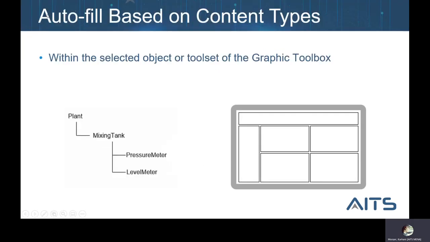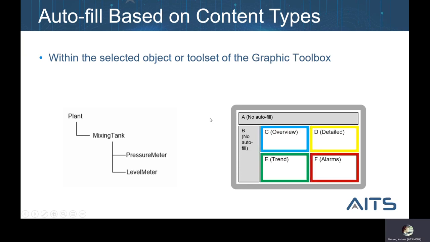There is another thing we have to take care of. This is the content type. The content type is what type I want to show on what pan. So let's see this example. I have A and B. Those A and B have no autofill. Those have the slide in, the navigation, etc. But I have C, D, E, and F pans. C has a content type of overview, D is detailed, E is a trend, F an alarm.